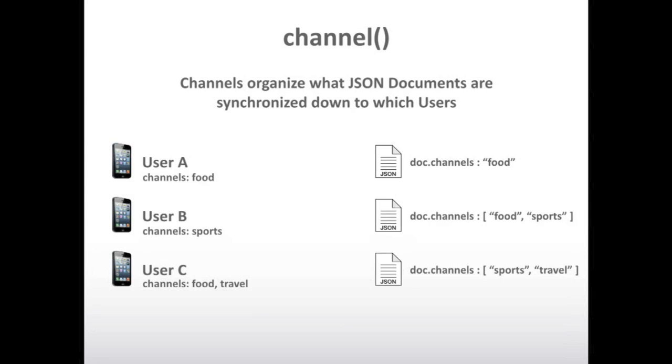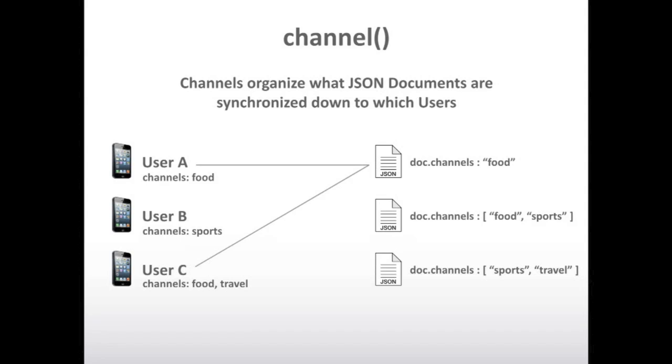So when this new document at the top here is saved, and its doc.channels is food, it's going to be synchronized down. Let's say user D is creating all these documents, just for the sake of understanding where this document came from. User D is an author of content, and users A, B, and C are consumers of content. So user D created this JSON document with doc.channels of food, so it's going to be synchronized down to user A and user C's devices.